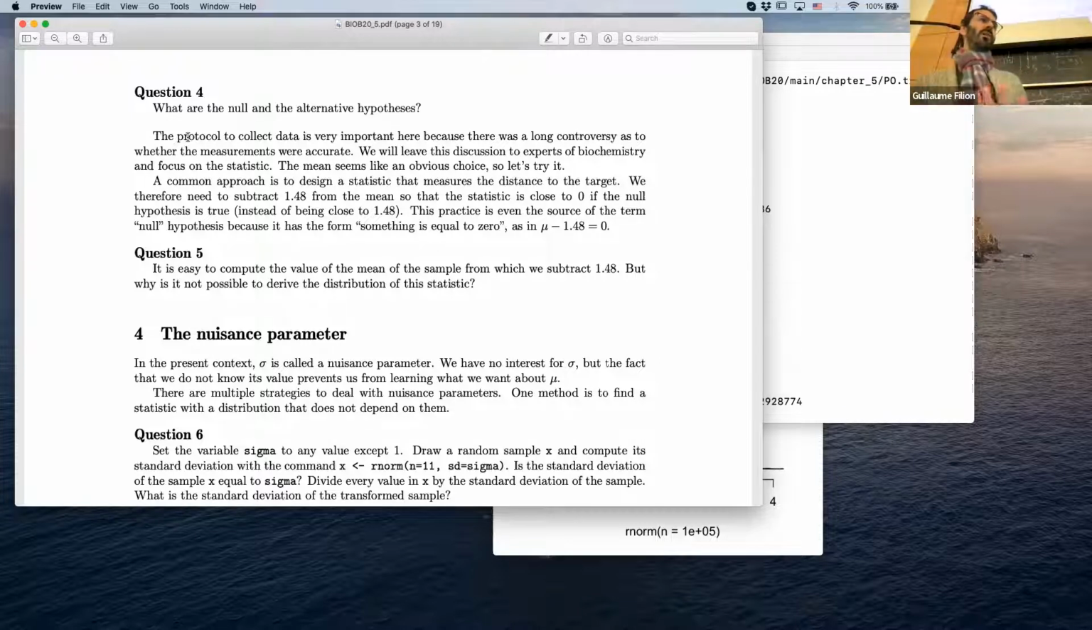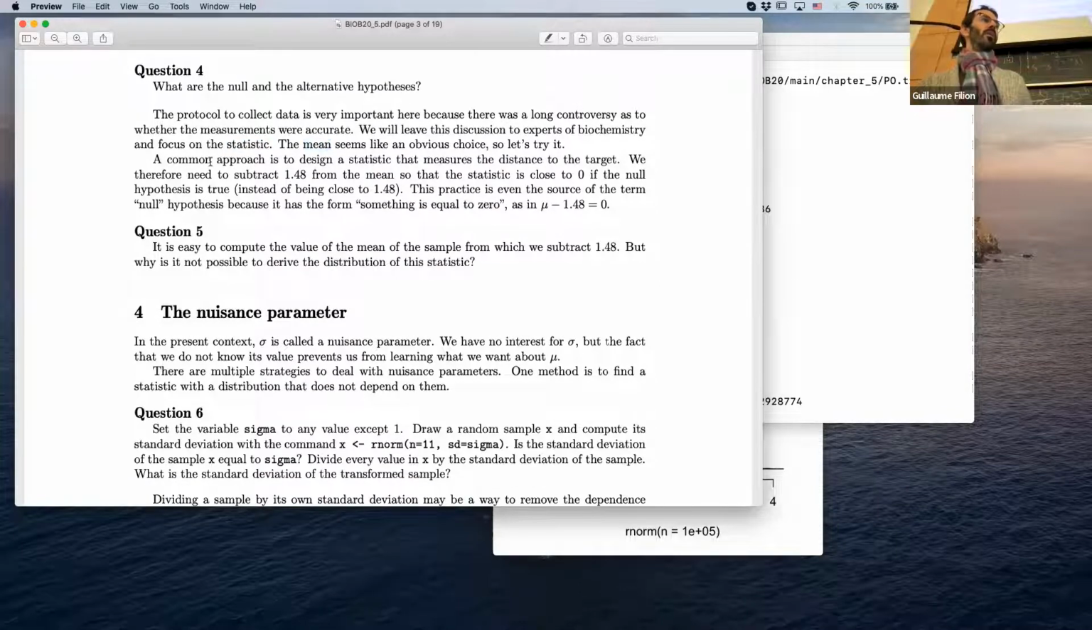The mean seems like an obvious choice, so let's try it. No, I'm sorry, statistic. So now we're going to step 4. We need to choose a statistic for the test. And of course, we could say we're going to use the mean. That's the most obvious. The common approach is to design a statistic that measures the distance to the target. We therefore need to subtract 1.48 from the mean so that the statistic is close to 0 if the null hypothesis is true, instead of being close to 1.48.